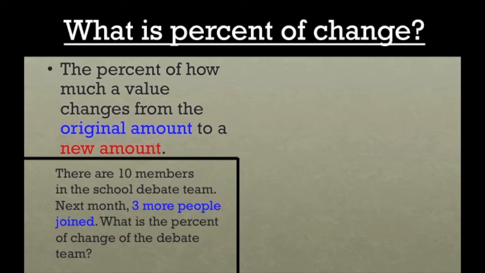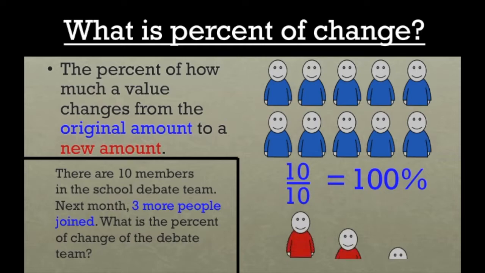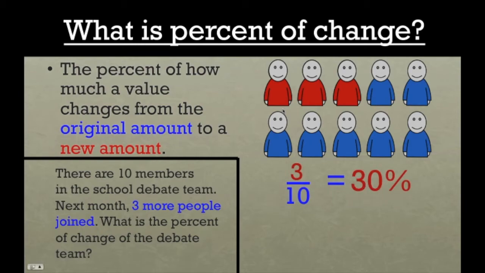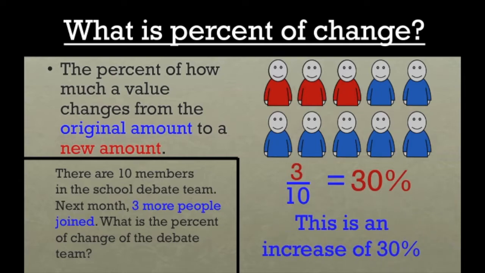So we're saying that we had 10 members in a debate team. 10 people, that's the complete set. There's 10 out of 10, that makes 100% of the group. And 3 more people joined. If those 3 more people join, what percent of the original group was that? How much of the original group does 3 make up? Originally we had 10, but now we're just talking about 3 out of 10. And that's not 100%, that's 30%. So the percent of change is 30%. And it's important to know that it was a percent increase because they went up by 3 people.